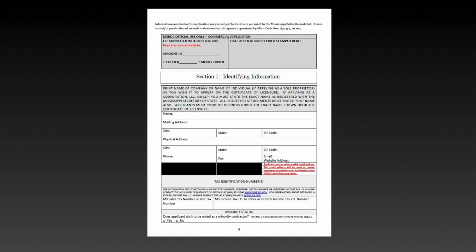You must provide a Mississippi Income Tax ID number or a Federal Income Tax ID number if you are a corporation, limited liability corporation, or limited liability partnership. If you are a sole proprietor, you must provide your Social Security number. A Mississippi sales tax number or use tax number is required on all commercial applications. For more information about obtaining a Mississippi sales tax number, a Mississippi use tax number, or a Mississippi income tax ID number, contact the Mississippi Department of Revenue.